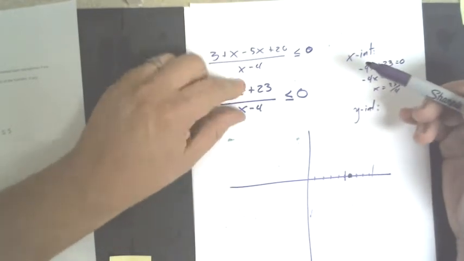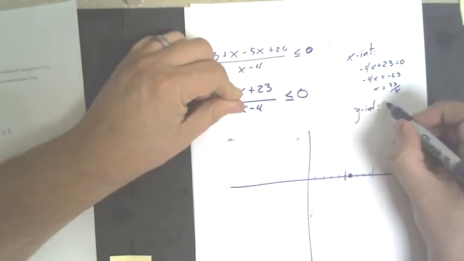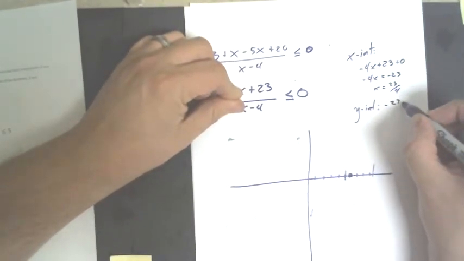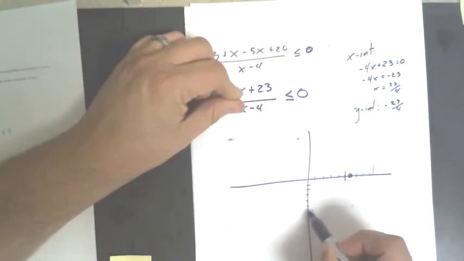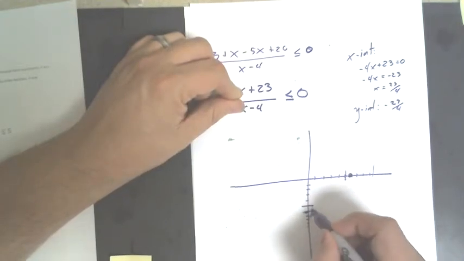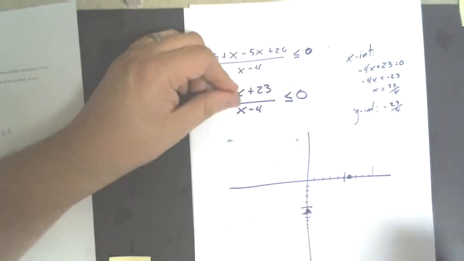at, let that be 0, let that be 0, negative 23 fourths. So 1, 2, 3, 4, 5, 6. Oops, that's 5, that's 6. So again, almost negative 6 now.